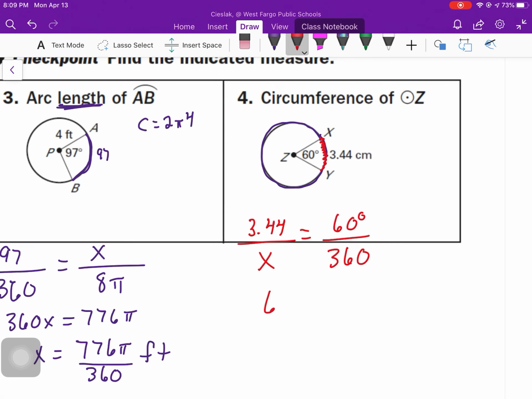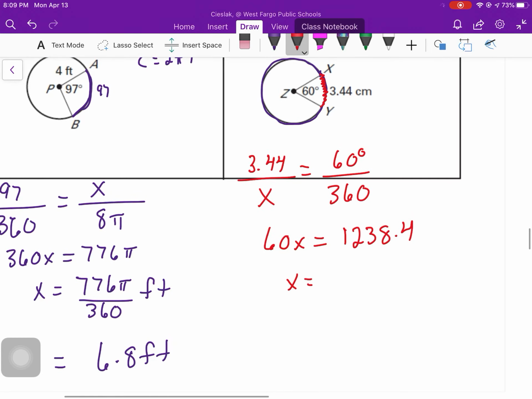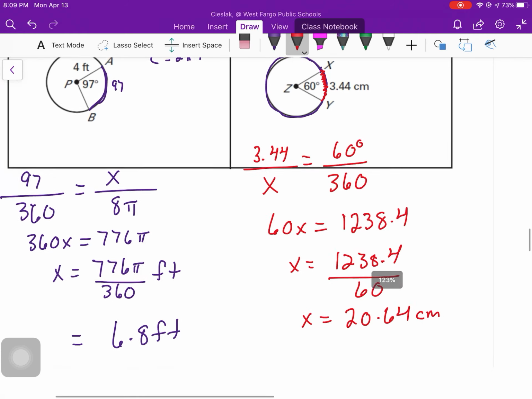So this is going to give me 60x is equal to 1,238.4. I'm going to divide by 60. X is equal to 1238.4 all over 60. X is going to come out to be roughly 20.64 centimeters.